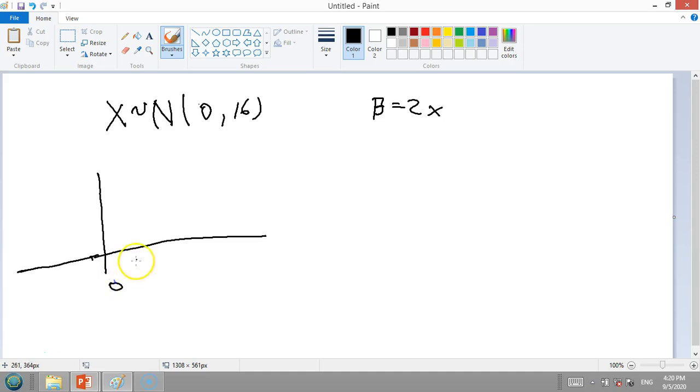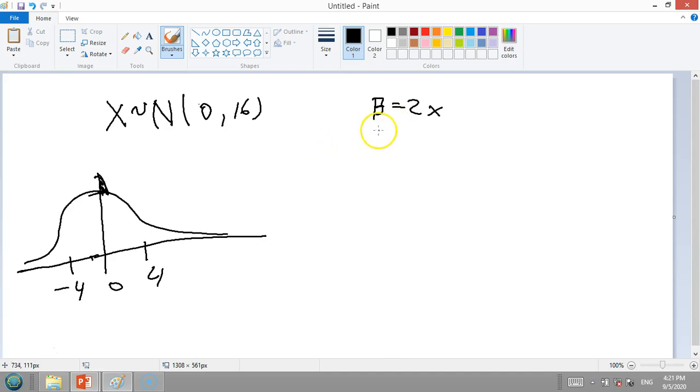Let's suppose here, and here is 0. It's going to look something like this. And here's the peak, right? The peak is here. And then it's going to have plus minus 4 a standard deviation. So it's going to be 4 and -4, like this. Now B is 2 times X.